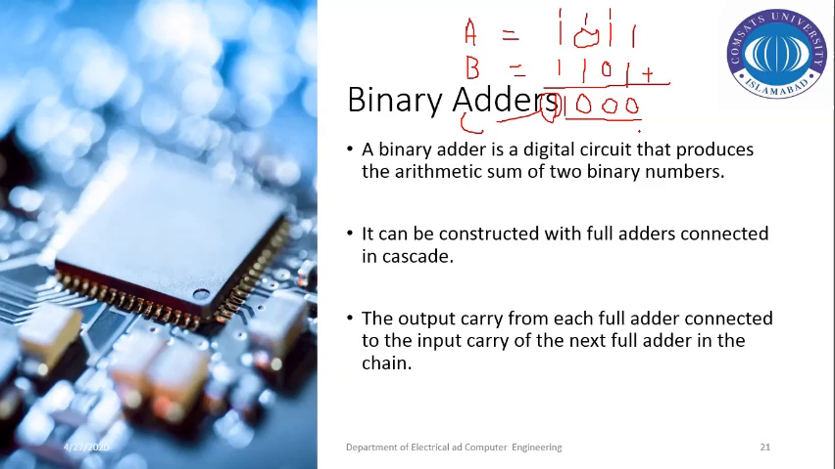So the binary adder is a digital circuit that produces the arithmetic sum of two binary numbers, not binary digits or bits. It can be constructed with full adders connected in cascade. We're going to see how to connect those adders. The output carry from each full adder is connected to the input carry of the next full adder in the chain. We can see this process from this example as well. The output carry generated in this addition is fed to the next addition, connected to the input carry of the next full adder.